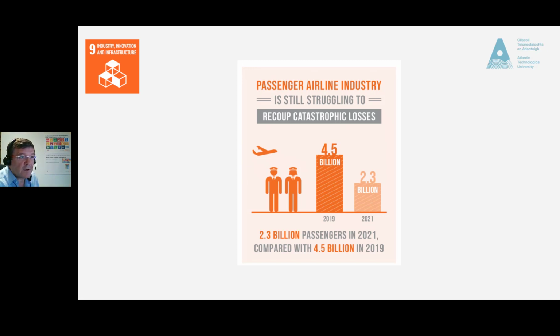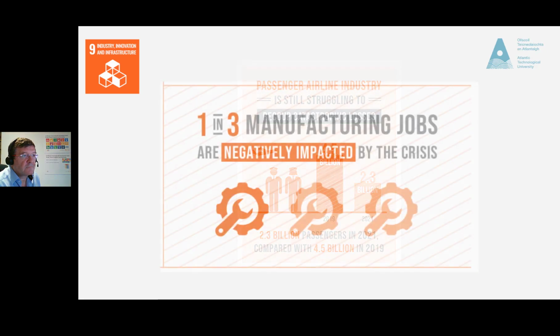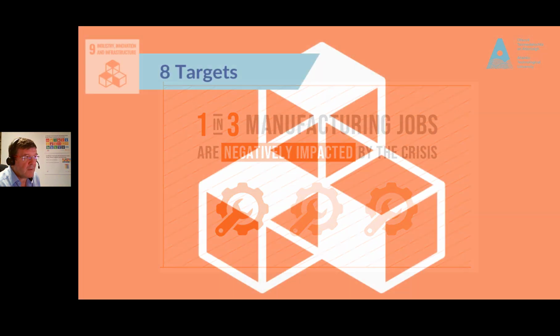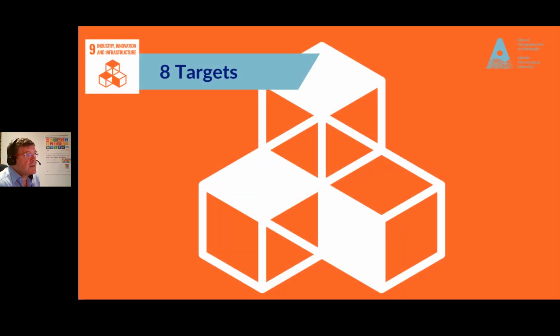Significant source of carbon. Clearly, air travel is necessary, but it is something that we should probably look at in a little bit more detail. It's something we will look at in more detail in the following blocks. 1 in 3 manufacturing jobs are negatively affected by the global pandemic. So goal 9 has 8 targets. We shall have a look at these now.